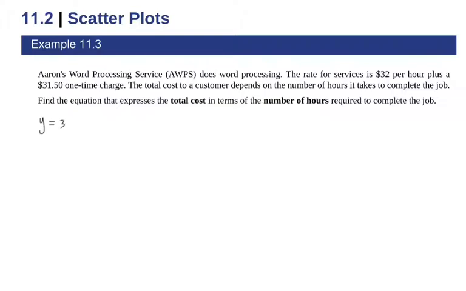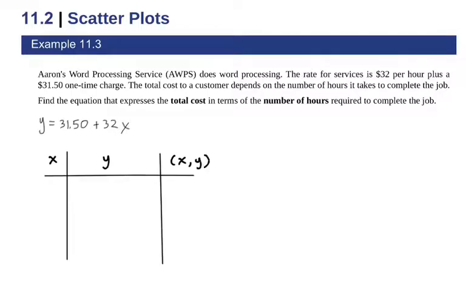So let's look at some scatter plots here. And we're going to go ahead and use the same example. So here's our equation of 31.50 plus 32x. And we're going to just create some values. Many times it's done backwards, where you have a table of values and then you get a scatter plot for that and try to get an equation. But let's go ahead and do a little chart here.